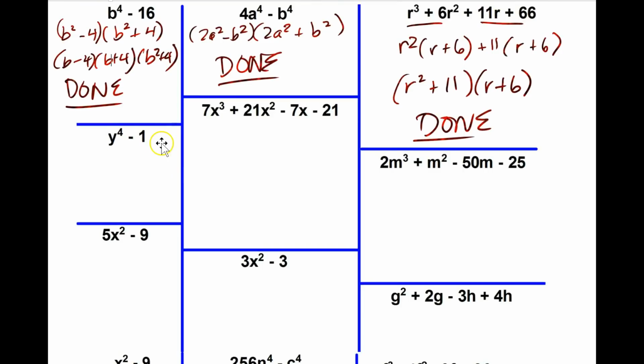y to the 4th minus 1. Well, I know this is a perfect square. And I know 1 is a perfect square. Is this the difference of squares? Well, sure it is. It's the difference of y squared minus 1 times y squared plus 1. Hold up. I see y being squared. Is this a perfect square? Both of these are. Is this the difference of squares? Well, sure it is. It's the difference of y minus 1 times y plus 1 times y squared plus 1.